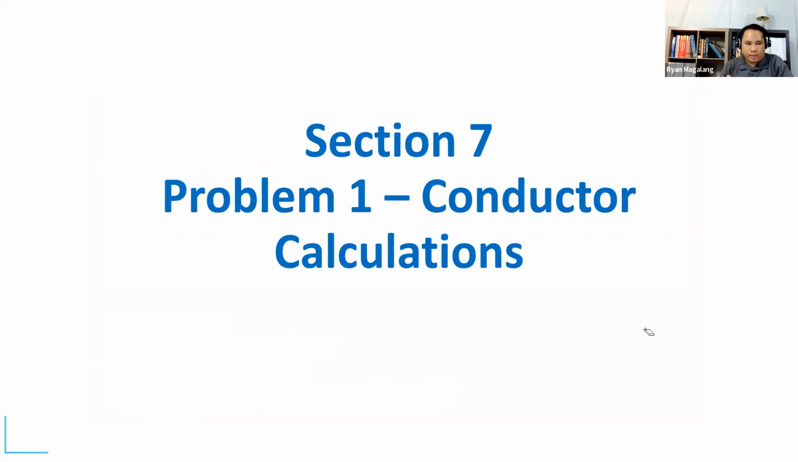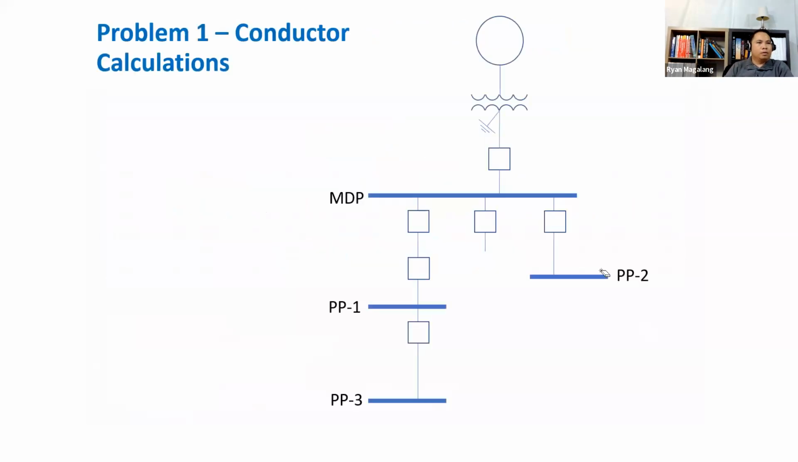So okay, let's do a simple problem here for conductor calculation. For this problem number 1, we have a 480 volt Y, 480Y/277 volts system, and there is a 45,000 amps short circuit.